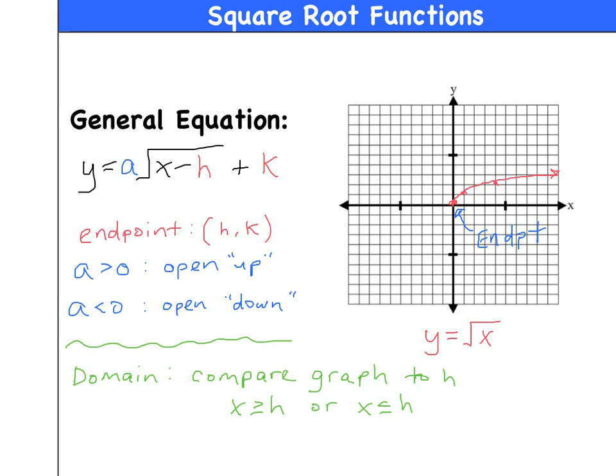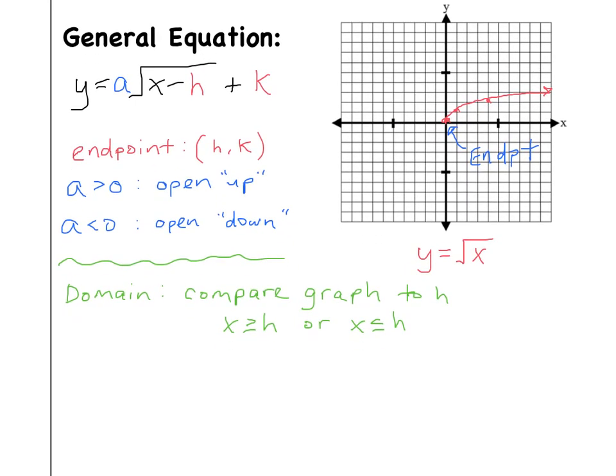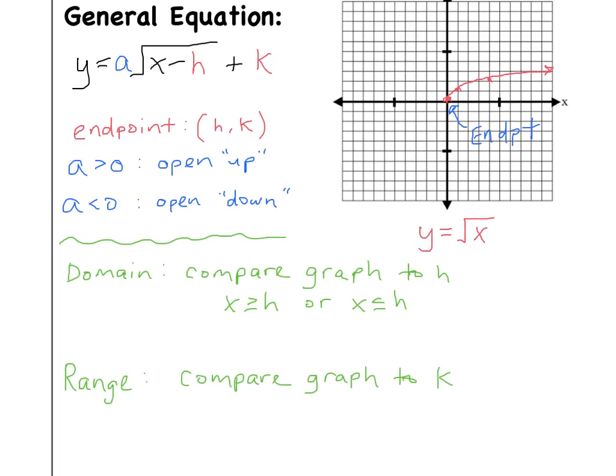Okay? Then the range of our square root function is going to be compared to our k value. So we compare our graph to k. All right, so what this means is our range will either be y is greater than or equal to k if it opens up, or y is less than or equal to k if it opens down.